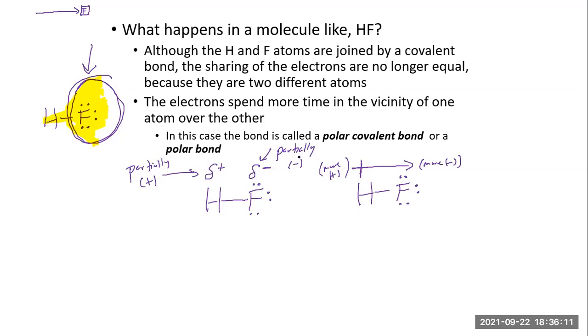Although the electrons are pretty much all vacationing over there with the fluorine, hydrogen is still able to hang on to those electrons a little bit. And there's some aspect of sharing that's still going on in this case. And that is why we get a partially positive charge and a partially negative charge.